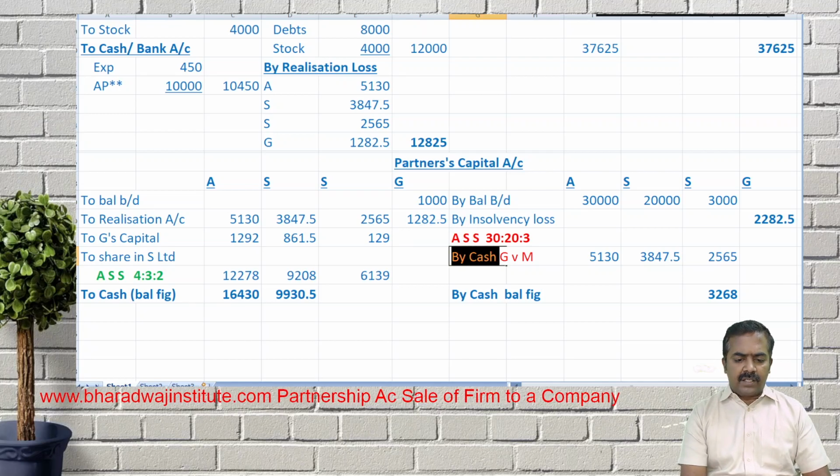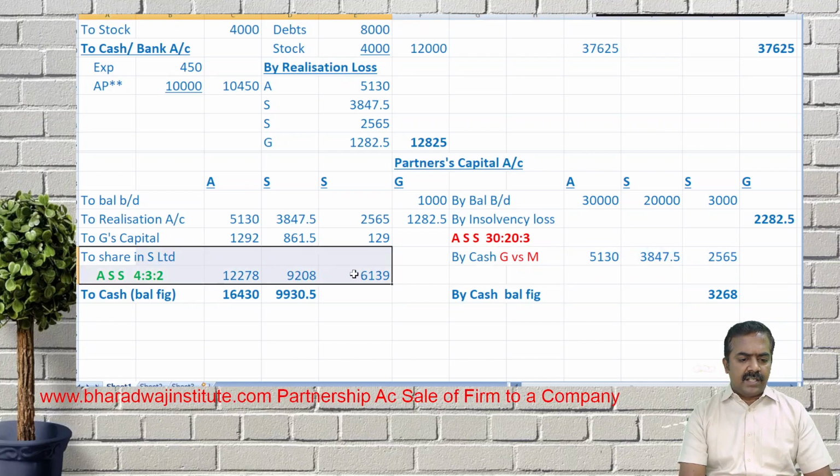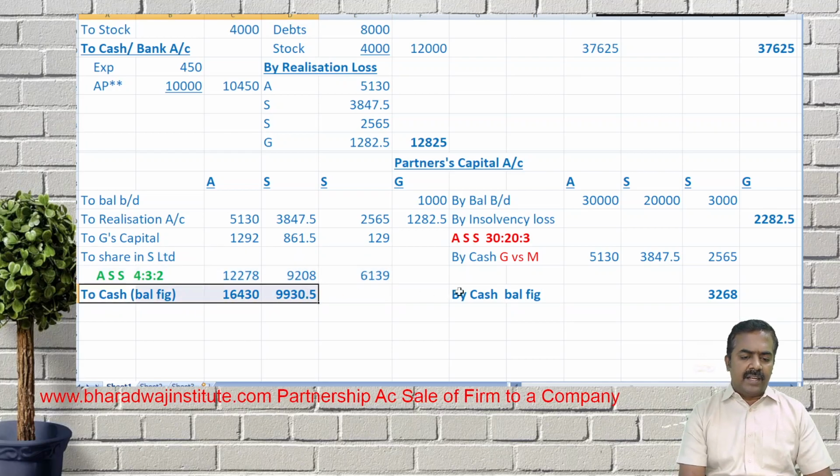The solvent partners should bring cash equal to the share of loss in realization. அது கொண்டு வந்துடுறாங்க. Then shares in A Limited is divided amongst the partners in 4 is to 3 is to 2 ratio. The balancing for is paid.